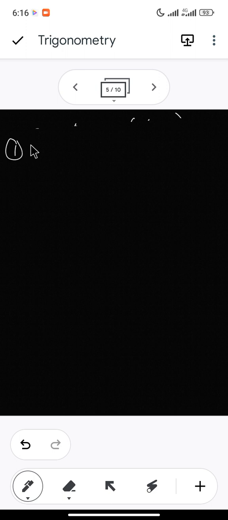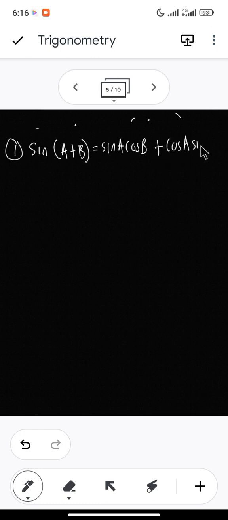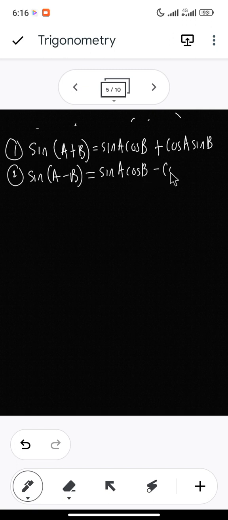So the first trig is sine. Sine A plus B gives us sine A cos B plus cos A sine B. The second one is, if you have a negative sign, sine A minus B is going to give you sine A cos B minus cos A sine B. So these are the first two compound angles.